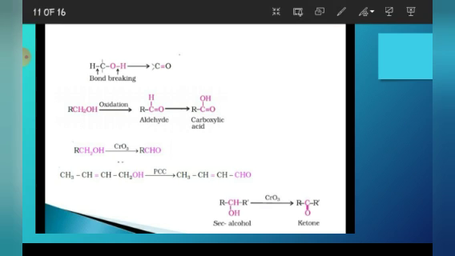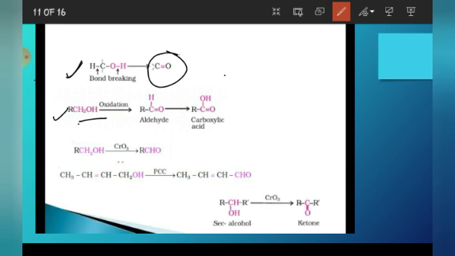See, this is the same thing. Bond breaking, again it is shown, and the formation of the C double bond O bond. Now see, this I have taken from your NCERT. These are the reactions given in NCERT.